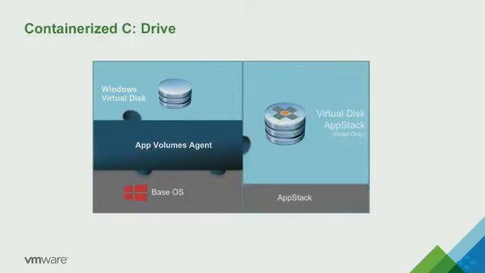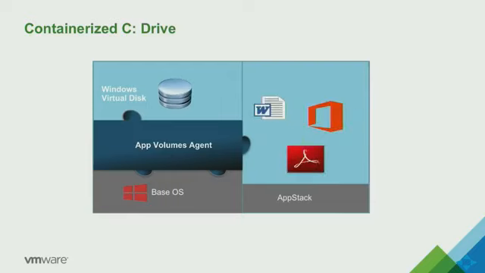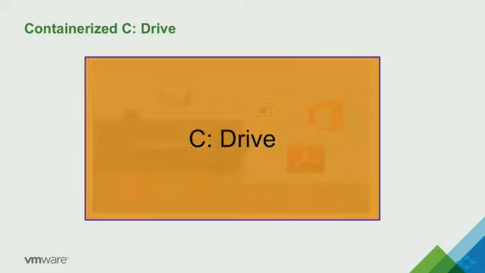Okay? So in more detail here, you have the operating system, the agent installed, and the app stack connected. That app stack has specific applications on it, and the App Volumes agent makes this look like one seamless file system, one C drive. So you can deploy applications to any instances, Windows VMs, whether they're desktop OSs or RDSH VMs.